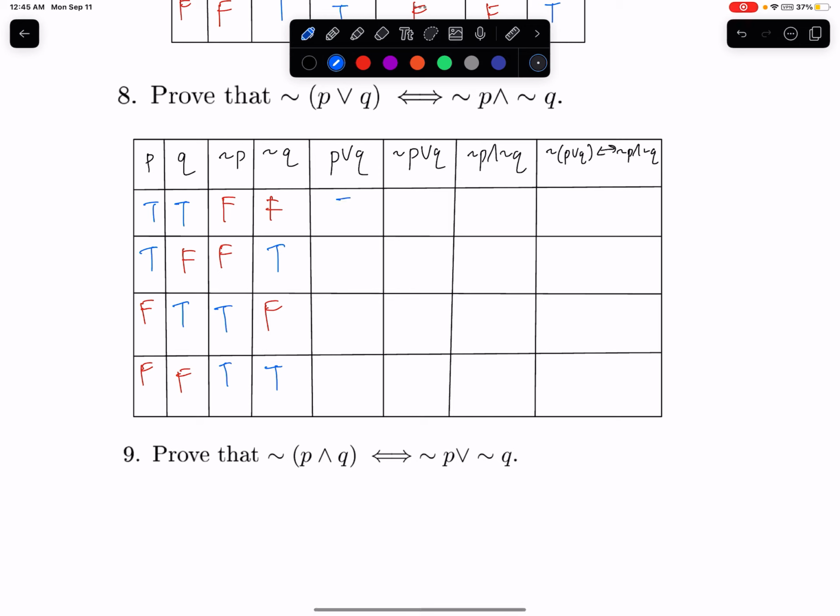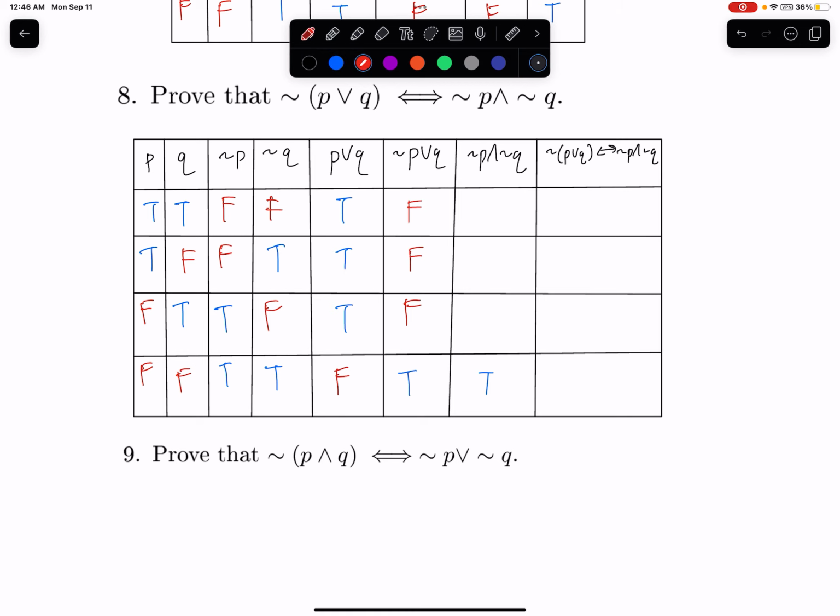P or Q is something we've seen many times before. True as long as one or the other is true and false otherwise. And then the negation of that is going to be in reverse. So instead of true, true, true, false, it's going to be false, false, false, true. Now I have the negation of P and negation of Q. That means I'm focusing in on these 2 columns. Connecting them is the and, which means I'm looking for where they're both true, and they're both true only at the bottom. So that's where it's true.